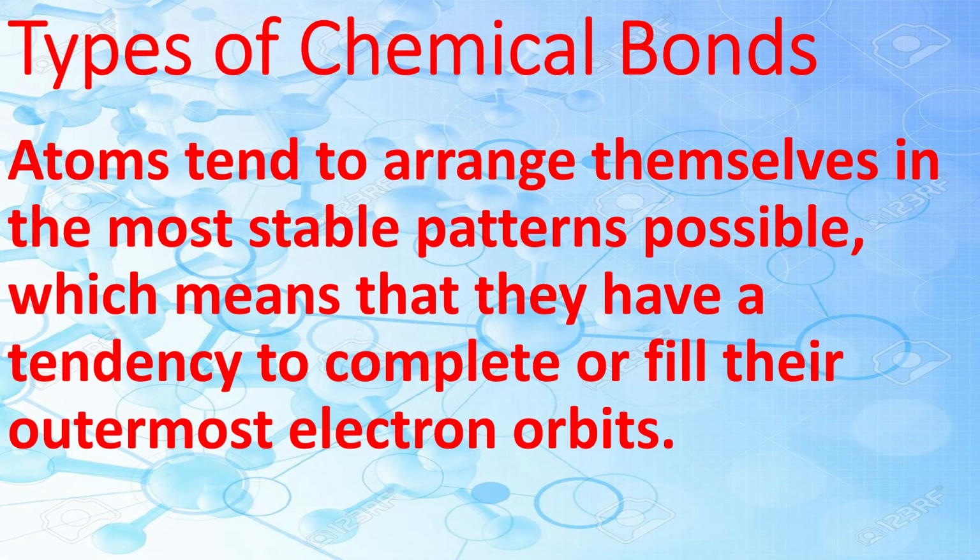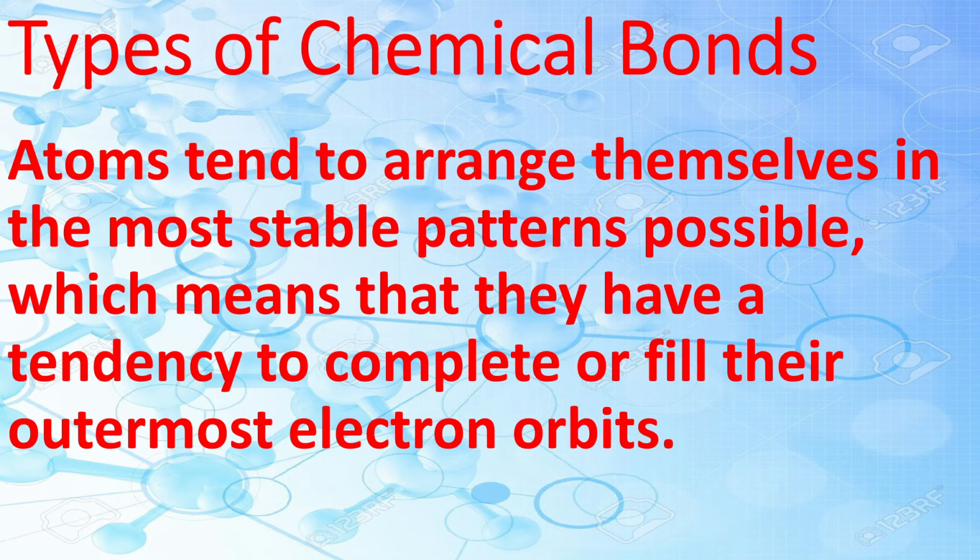Next, we will proceed now to the types of chemical bonds. Atoms tend to arrange themselves in the most stable patterns possible, which means that they have a tendency to complete or fill their outermost electron orbits. So they join with other atoms to do just that. The force that holds atoms together in collections, known as molecules, is referred to as a chemical bond.